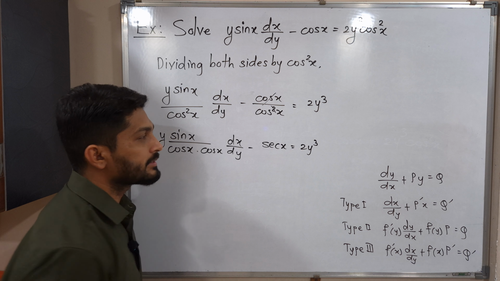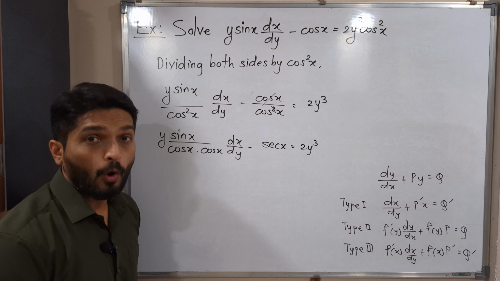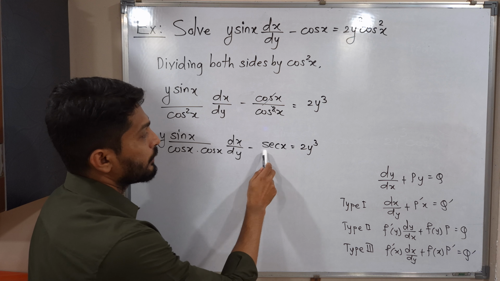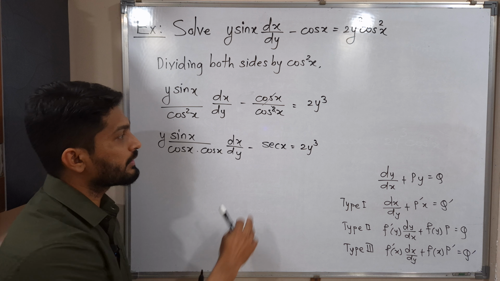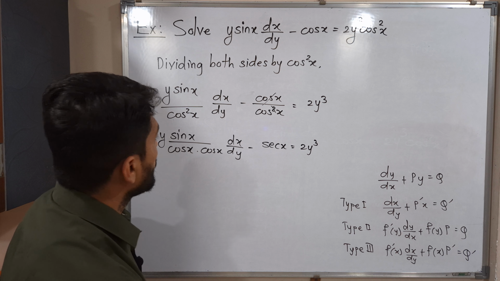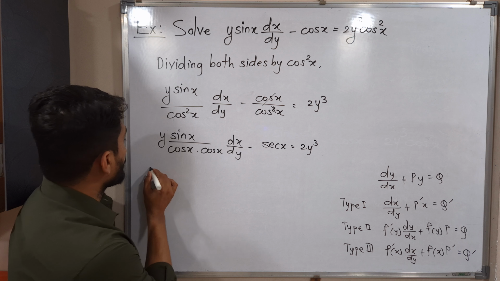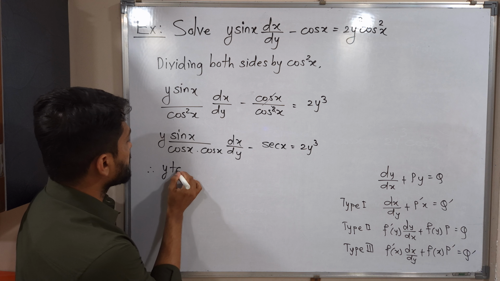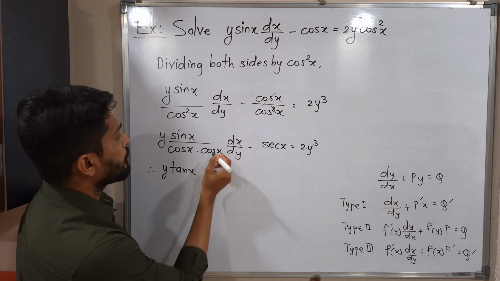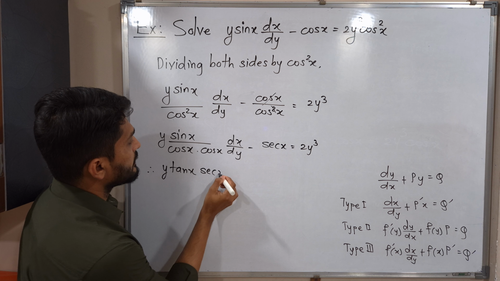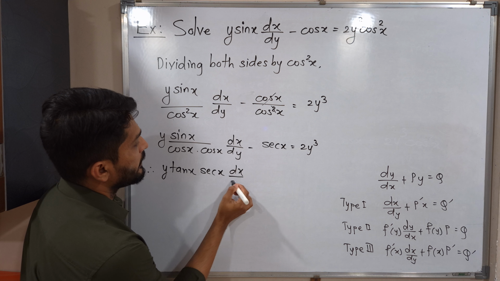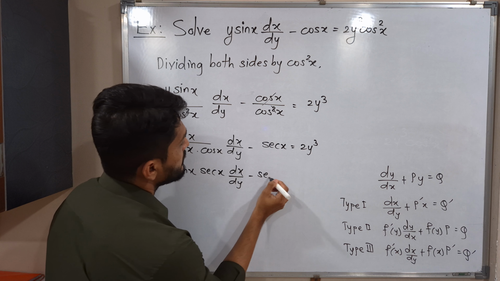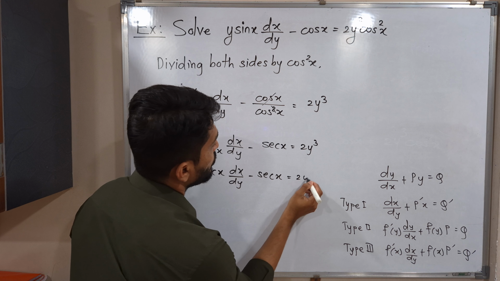But still 1 cos is there at the denominator. So 1 upon cos means, sorry, sec. 1 upon cos means what? Sec. So that's why we get a sec x here. Let us talk about the first term. Sin of x upon cos x is tan x. And 1 upon cos means what? Sec x. Okay. So this is dx by dy minus sec x is equal to 2y cube.